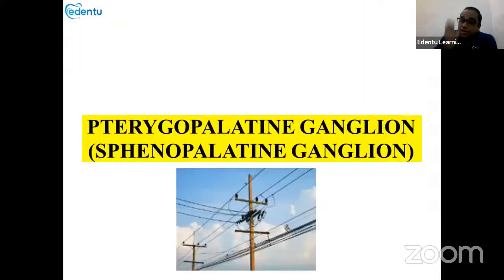Okay, now a very important question: Pterygopalatine ganglion or sphenopalatine ganglion. It's literally a tough question for a student to answer. Before I go into this question, just see the photograph I kept below. What do you see there? An electric pole and a lot of wires coming from different directions.